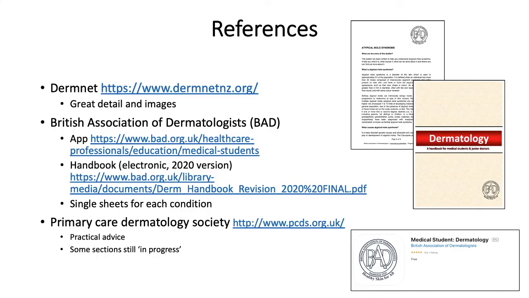And then finally, these are the references that I've used, mainly DermNet. They've got some great detail and images on there. The British Association of Dermatologists, they have an app which is quite useful. They've also got a handbook which is a really good summary of just some of the key points. And they also do a single sheet for each condition, which again is useful but patient focused, so is in slightly more lay terms. Finally, the Primary Care Dermatology Society, this is also useful. There's loads of great pictures on there. The only slight negative with that link is that some sections are still in process.